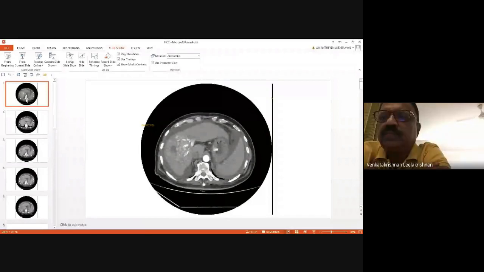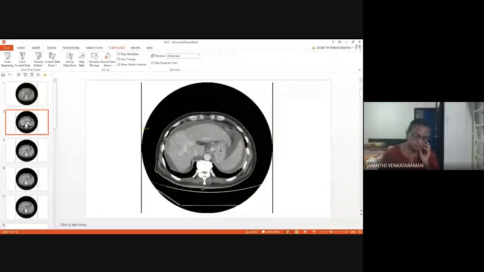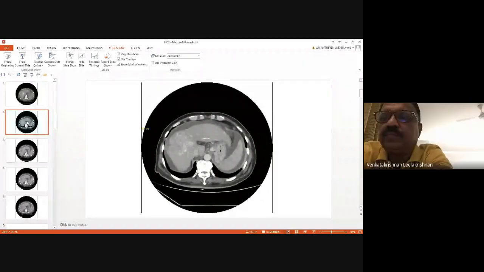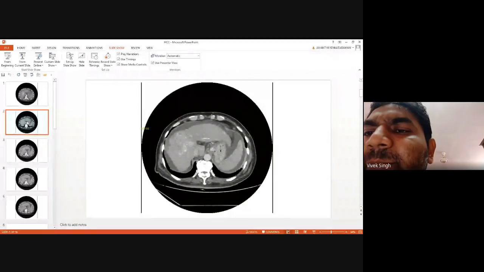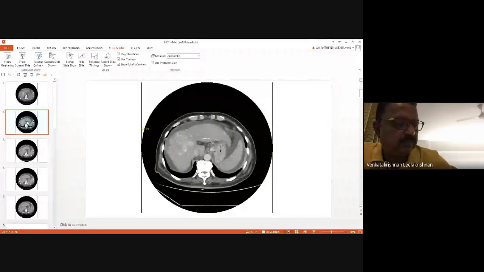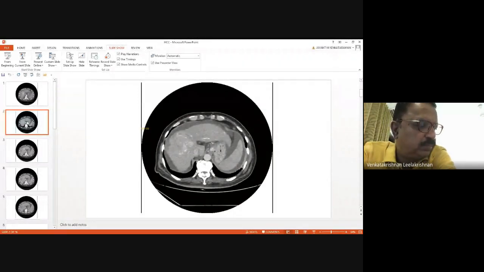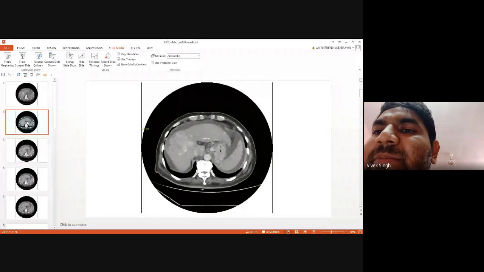Okay, this is what you saw first. So go to the next. This is the next slide. And what is this phase? This is a portal venous phase. And what is happening? The enhancement of the lesion is now becoming almost isodense with the surrounding liver, with still a few hypodense areas.